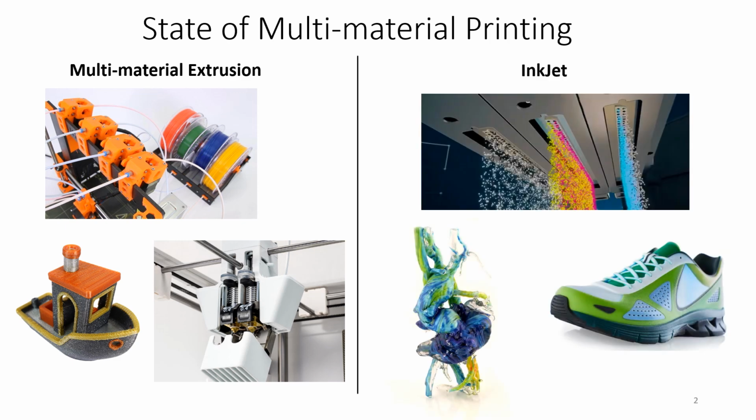On the other hand, we have inkjet systems. These offer much greater spatial freedom, allowing us to deposit small droplets that we treat as voxels anywhere within the print volume. This allows us to create complex material gradients and engineer the behavior of whatever part that we're building.